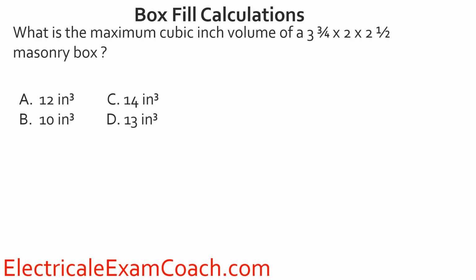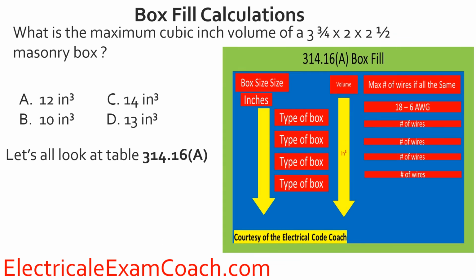What is the maximum cubic inch volume for a 3 3/4 by 2 by 2 1/2 masonry box? For this one, we're going to head to 314.16(A), and we're going to use that middle column, that volume column, and we want to find out how many we can do. We come down, we look very closely, and we find that it's 14 cubic inches. This is very important that we understand this process before we move on into more complex box fill calculations.